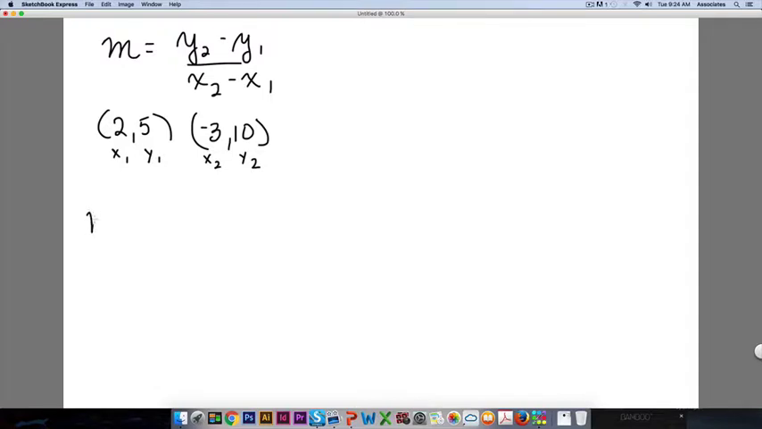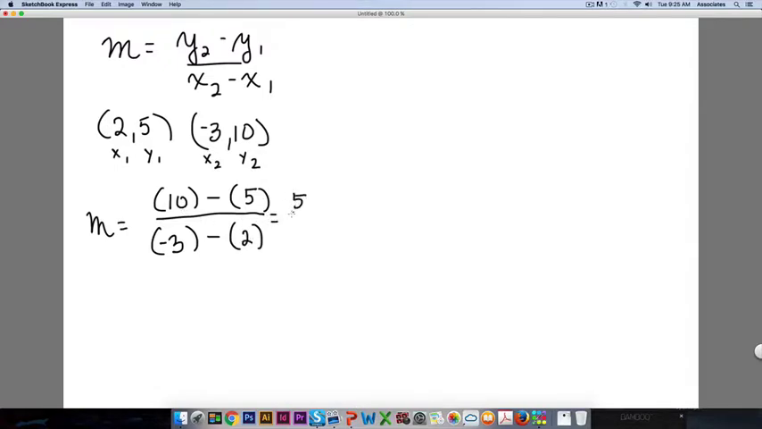Now, all I'm going to do is plug them into the formula. What I like to do is put in my parentheses for the formula and then substitute in my numbers. So it's y sub 2, which is 10, minus y sub 1, which is 5. X sub 2 is negative 3 minus 2. So I'm going to do the math. 10 minus 5 is 5. Negative 3 minus 2 is negative 5. So the slope comes out to be negative 1.